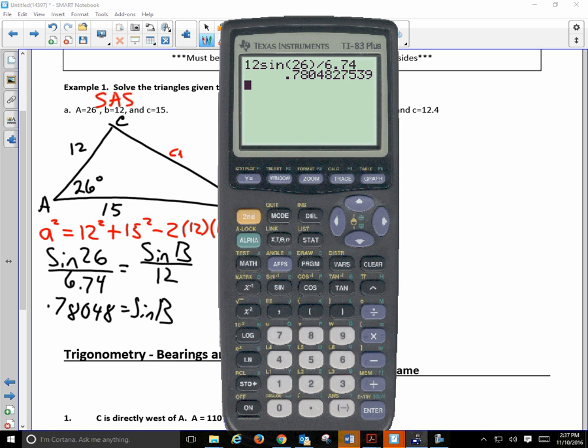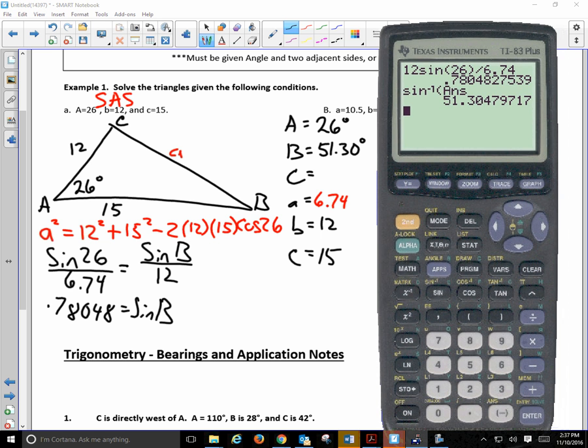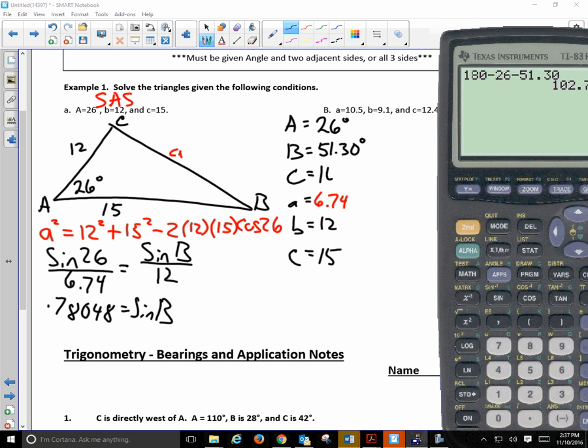Is 0.78 my answer? What do I do? Very good. I sine inverse the answer, and I get 51.3. Can I now find angle C? Yeah, it's super easy. I do 180 minus 26 minus 51.3, and I get 102.7 degrees. That's it.